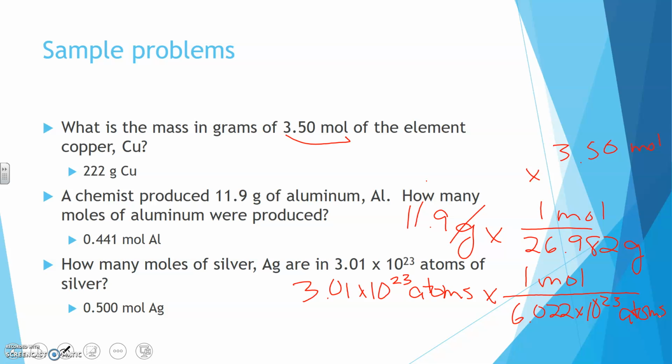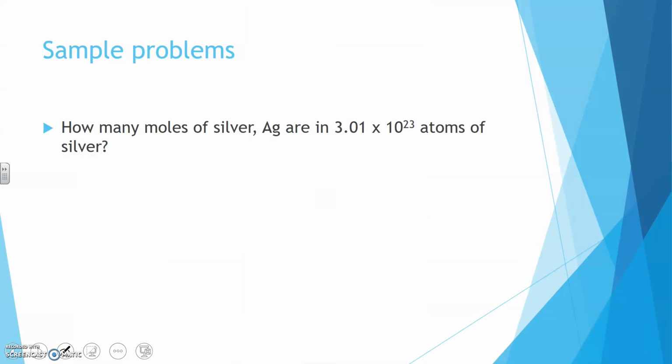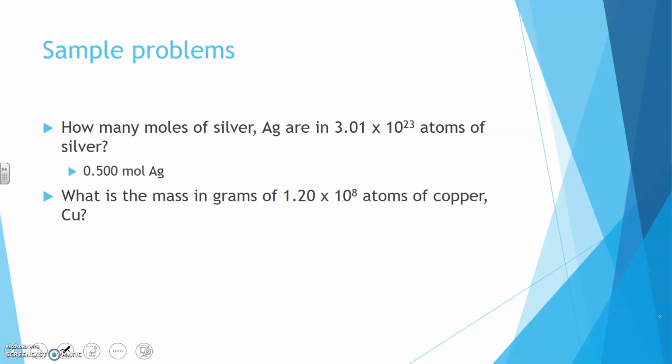Okay, moving along now. What is the mass in grams of 1.2 times 10 to the 8th atoms of copper? So here we're starting with atoms and it's asking for grams. So remember, when you're going from atoms to grams or grams to atoms, you do have to basically make a stop in moles. So our first step is going to be to convert this number of atoms into moles.